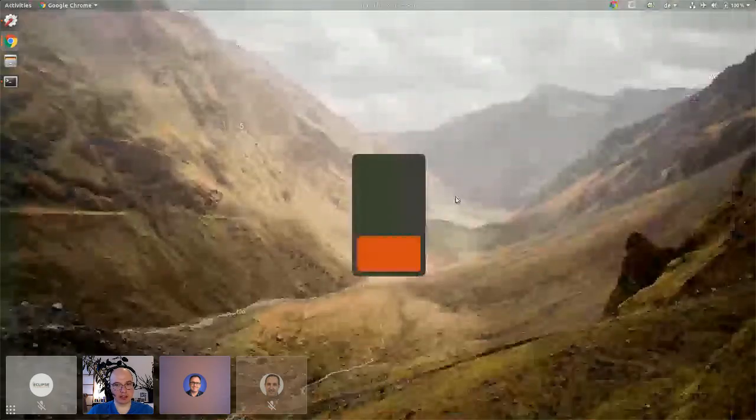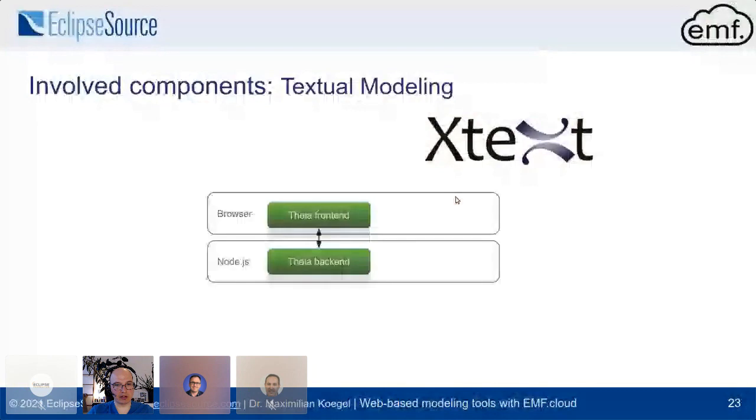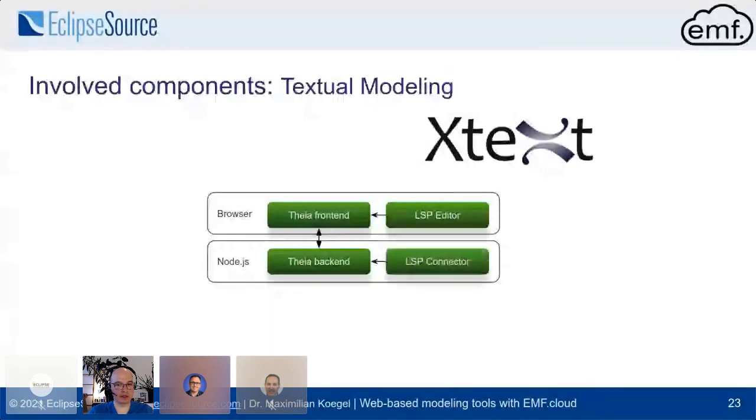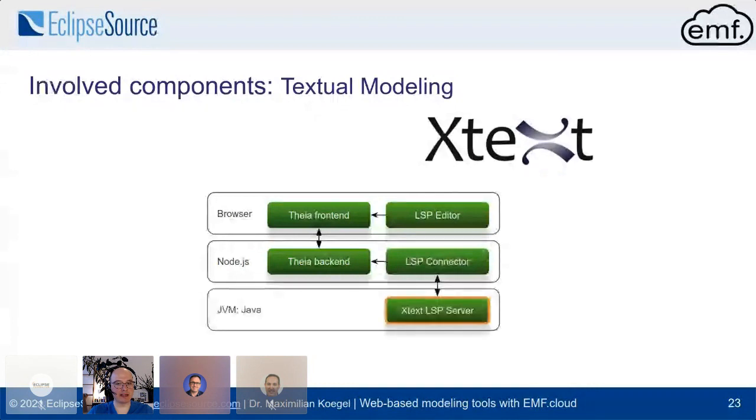Now for the textual modeling, the involved framework is Xtext. And how does that work? Well, in the browser, Theia front end, in Node.js, Theia backend, as we had before. This time, again, the LSP editor. So the LSP editor is exactly the same editor that we have seen for editing Java code. The only difference is now with an LSP connector, it connects to an Xtext LSP server, because the language that we edit now is not Java anymore. The language is a specific DSL that was built with the Eclipse Xtext framework.